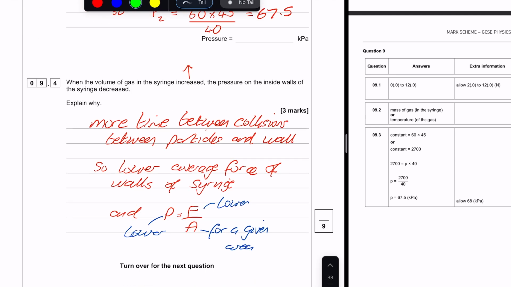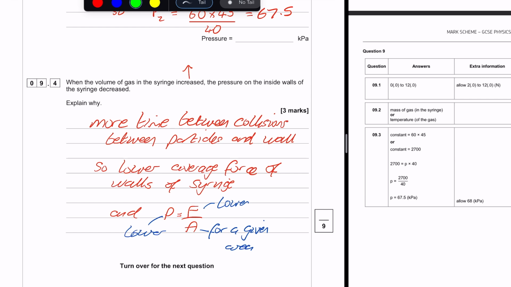Then we get 9.4: when the volume of gas in the syringe increased, the pressure on the inside walls of the syringe decreased. Now remember, it says explain why. When we're doing questions like this, you've got to talk about collisions between the particles and the walls. That's important. So if we're increasing the volume, the time between the collisions between the particles and the wall will actually be increased. There's going to be more time because they've got to travel further, basically.